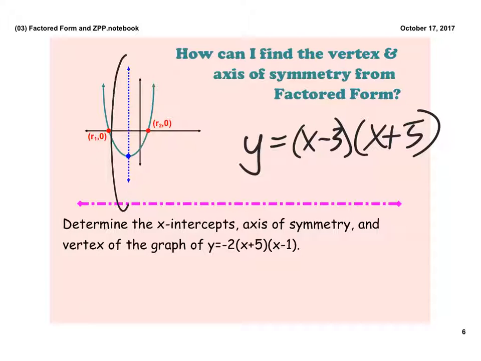Do you get that this little blue line, the thing that runs right down the middle, is in between this and this? It's exactly between 3 and negative 5. So when I ask you math-wise, what is exactly between 3 and negative 5?